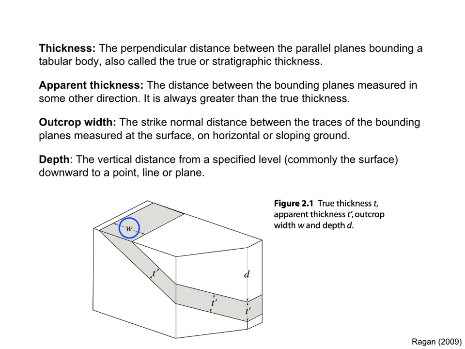Outcrop width, W, is the distance perpendicular to strike between the traces of the bounding planes measured at the surface, on horizontal or sloping ground. And depth, D, is the vertical distance from a specified level, normally the ground surface, down to a point, line, or plane.